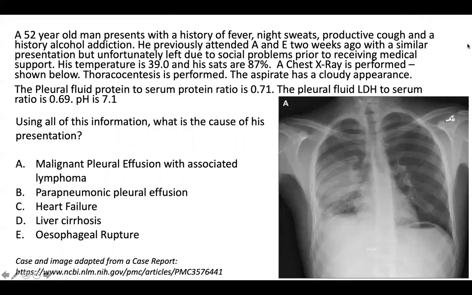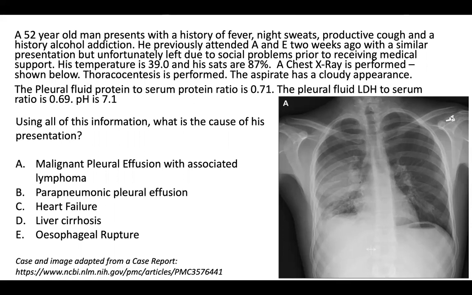So first, we've got a 52-year-old man with a history of fever, night sweats, and a productive cough. Whenever I hear fever, night sweats, productive cough, I'm thinking infection, a nasty infection. They're systemically unwell. We've then got a history of alcohol addiction, which immediately raises that this is potentially a vulnerable adult, both in terms of their social situation and in terms of what kind of infections they might be liable to get, and also what kind of treatment.